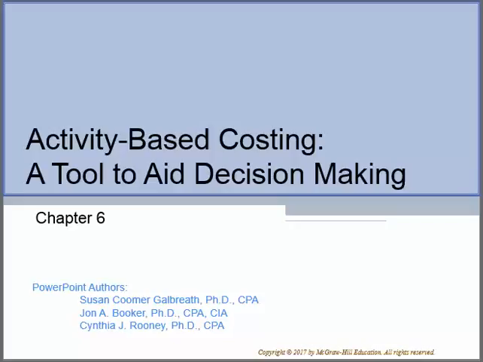Hi, everybody. Welcome to week 6 and our discussion of activity-based costing. This is a tool that many service, manufacturing, and nonprofit organizations have adopted as a tool in the managerial decision-making process. So here we go.